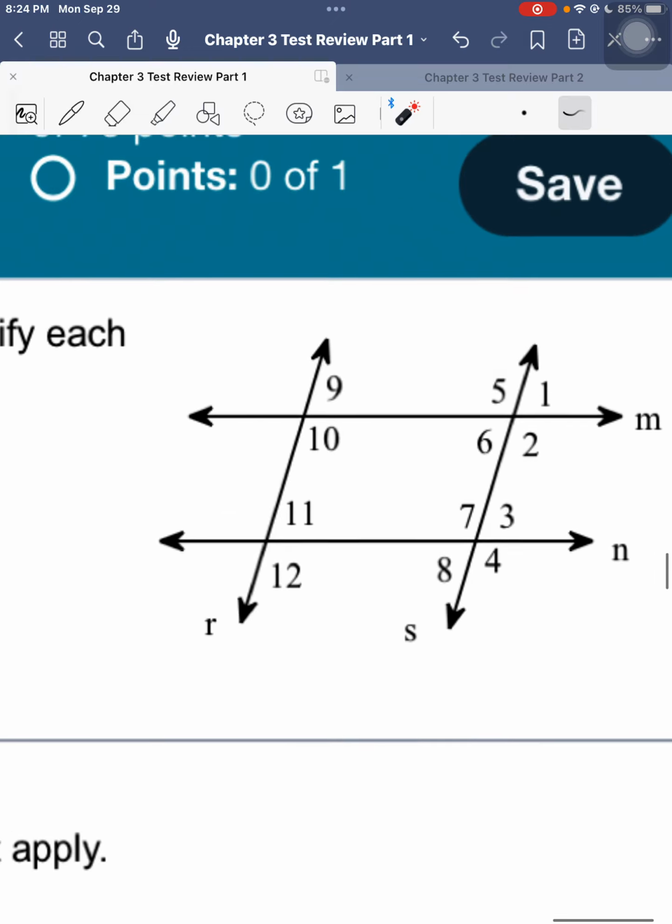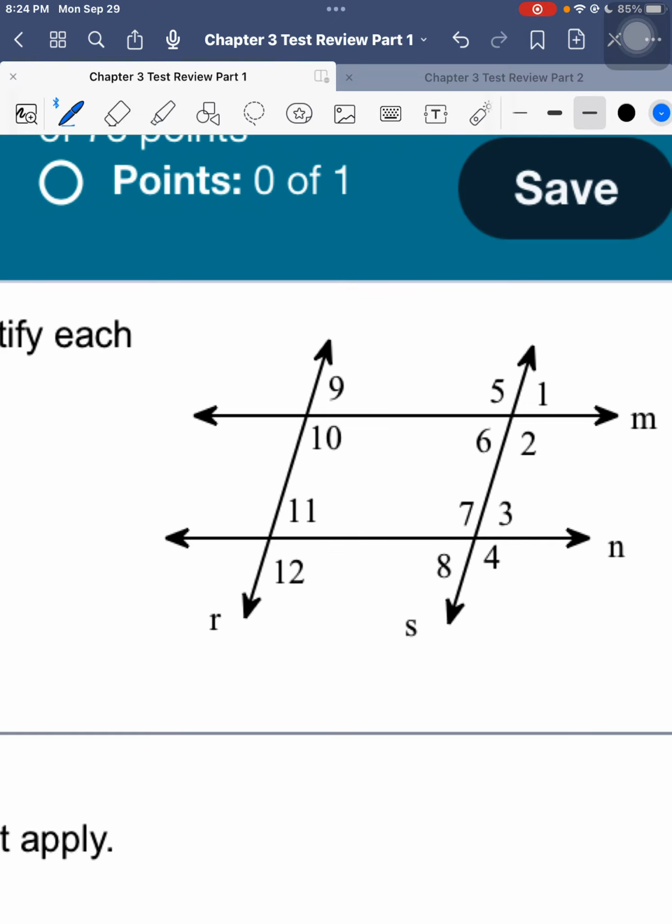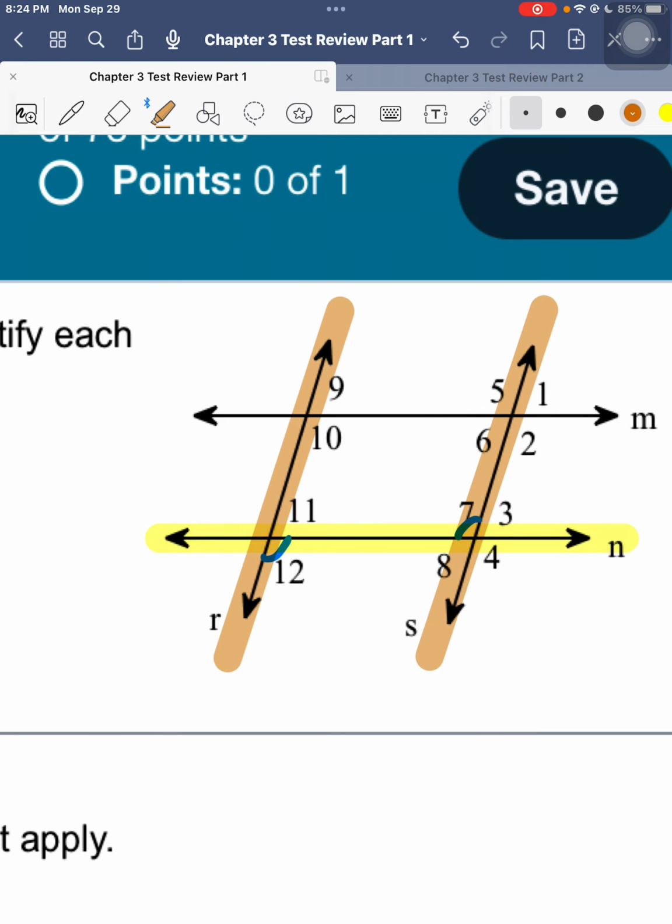Okay. Using information to determine which lines, if any, are parallel. So 7 and 12. 7 is congruent to 12. So where's 7? Right here. And where's 12? Okay, cool. So first step, what is my transversal? My transversal is N because it contains both of them. What are my transverse lines? Well, R contains 12 and S contains 7.